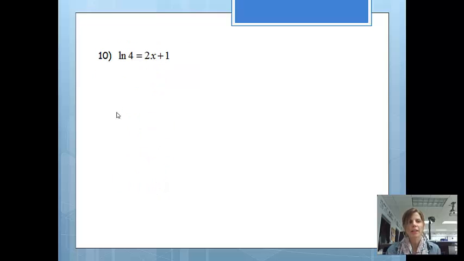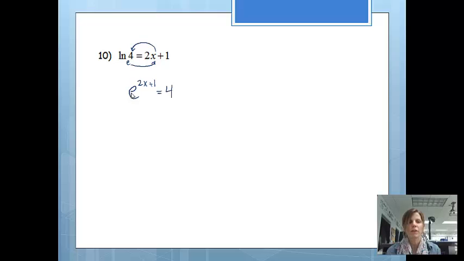All right, let's try number 10. We've got a natural logarithm this time, so what we're going to do is put a base of e here. Again, I'm going to start that loop, so we're going to start at the base, over to my answer, and then around to where the ln is. And then, if I rewrote this problem, it's going to be e to the 2x plus 1 is equal to 4.